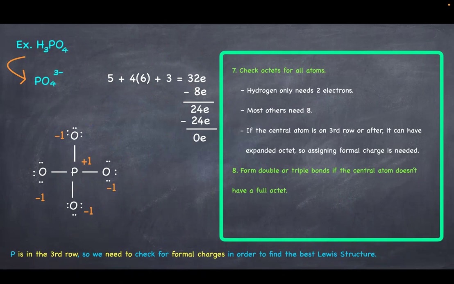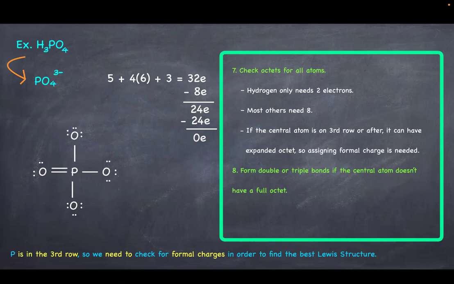So I can only achieve that by making a double bond between P and one of those. So to do that, we can take one of the lone pairs away from one of the oxygens, and then we can make a double bond. And then when we assign the formal charge, as you can see, 3 atoms have a -1, those are the oxygens, and the other oxygen is 0. Phosphorus is also 0, so this is the best Lewis structure for PO4 3-.